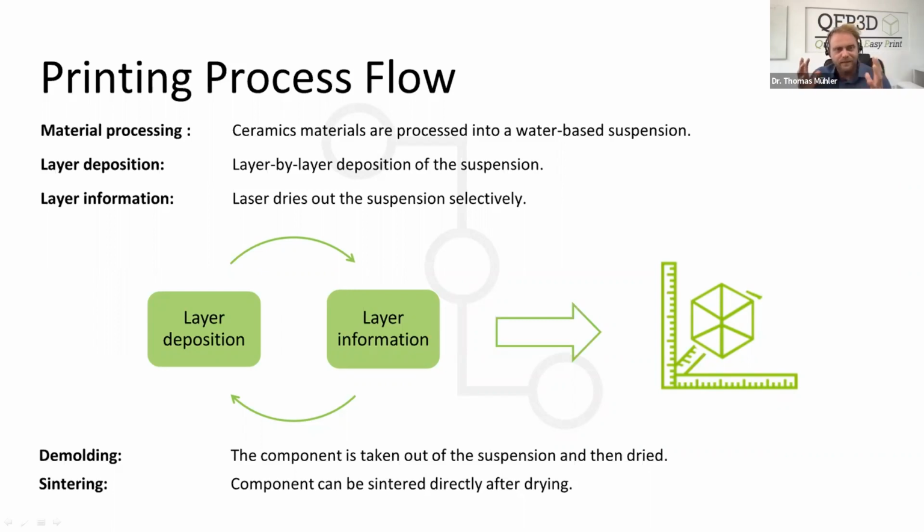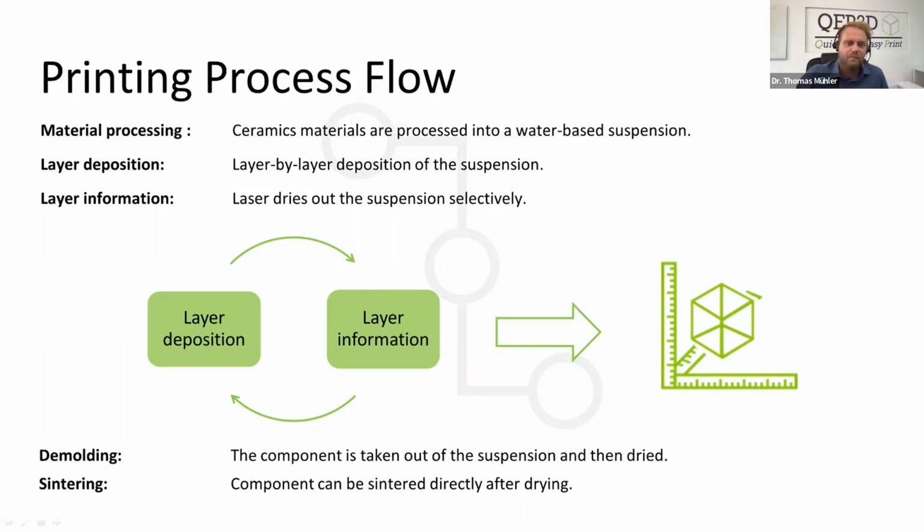and the layer deposition and writing the information into the suspension is an alternating cycle. After the build process, the part can be easily removed out of the untreated suspension. After drying and any necessary green processing of the components, it can be sintered like a conventionally manufactured part.